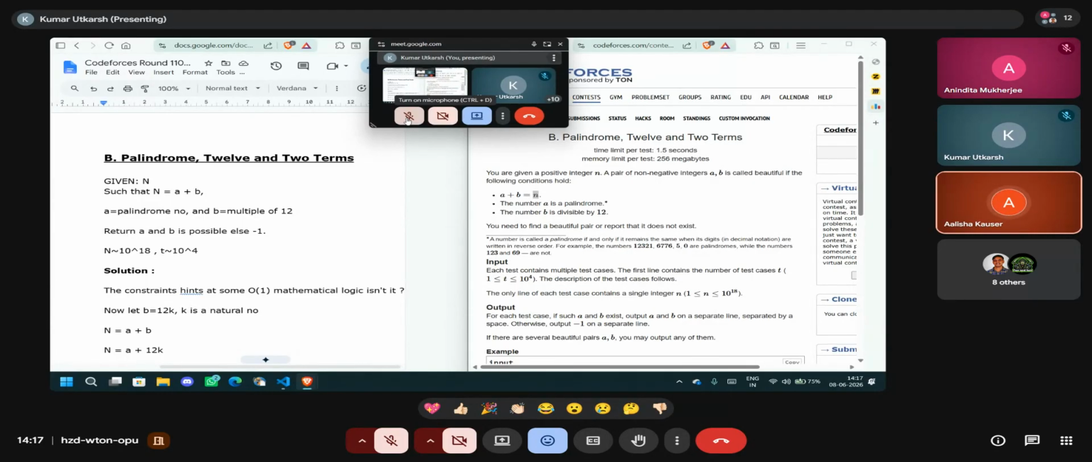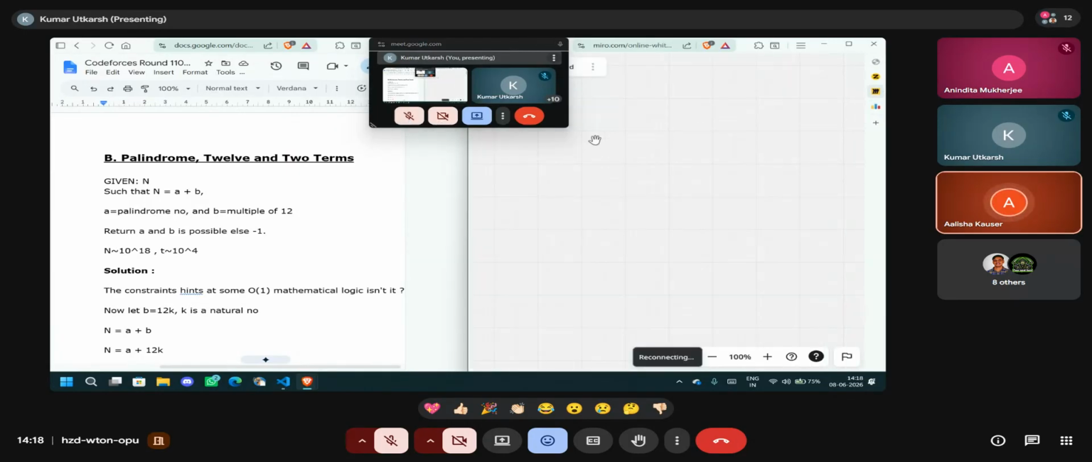So I further made an approach. If x plus y is equal to n, then taking modulo on both sides, x modulo 12 would be equal to n modulo 12. So first I started taking small palindromes x and taking modulo with 12. So it will give values from 0 to 12. So for each case, I'm not able to explain actually, but the second one runs in big O of one time complexity.